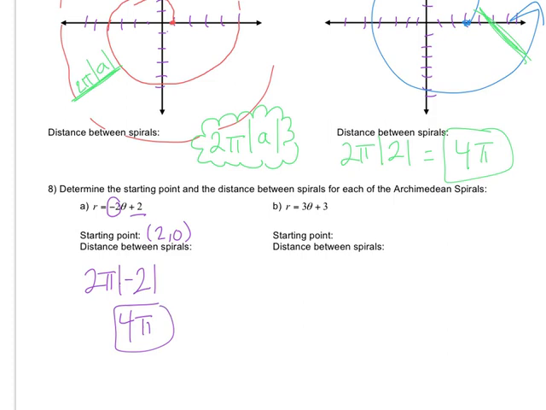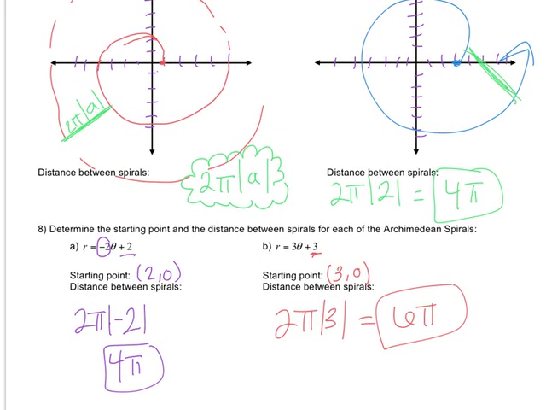So if we look at part B, we've got r equals 3 theta plus 3. The starting point is given to us by that plus 3 at the end. So that means it starts at x equals 3, or (3, 0). And the distance between spirals is 2 pi times the absolute value of A, or 2 pi times 3, which is 6 pi. So that's as much as we're going to delve into Archimedean spirals.